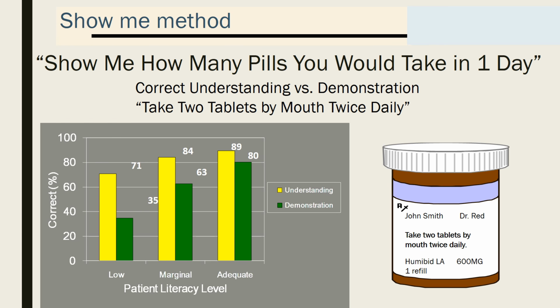The show me method may seem unnecessary when you're already using teach-back, but here is the data showing that even when people can read the instructions correctly on a pill bottle, represented by the yellow bars, they may not understand how to follow them. The green bars represent the people who actually took the right amount of pills when demonstrating, a lot less than people who were successfully able to read the instructions. Now let's see an example of the teach-back method in action.